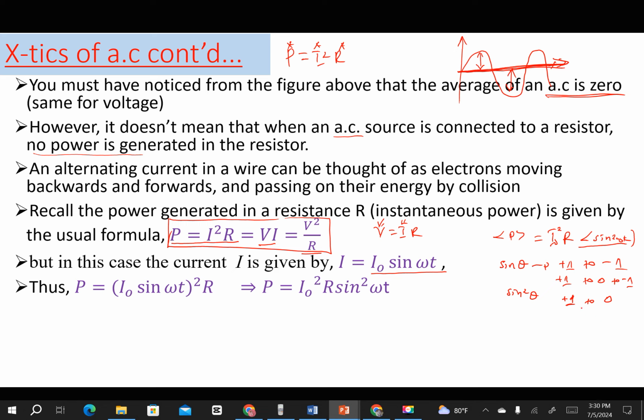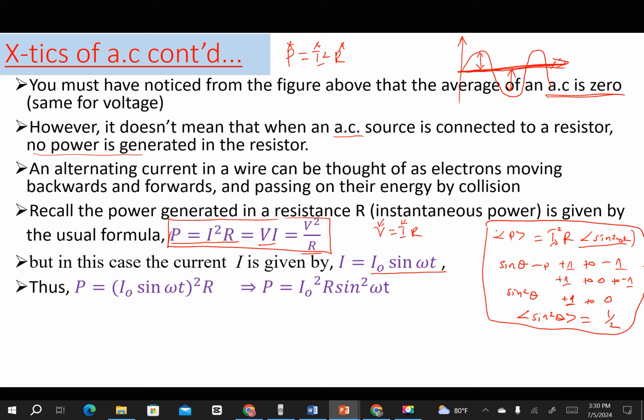So then what is the average? Of course, I'm adding two quantities, +1 plus 0 divided by 2. So the average value of sine squared theta is going to be 1 divided by 2 mathematically. You can argue this in another mathematical language that you may want to consider. So if I try to take the average of the power, we shall see that the average power in the resistor is not 0, even when the average current is 0. So the average power is not going to be 0.